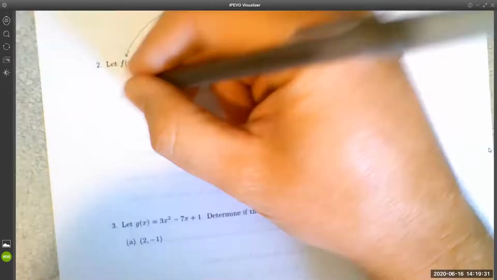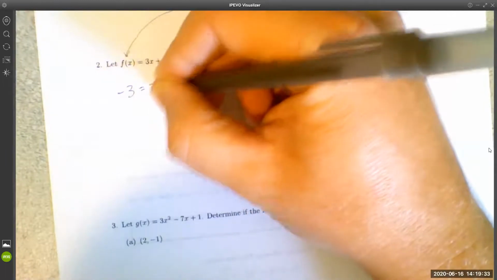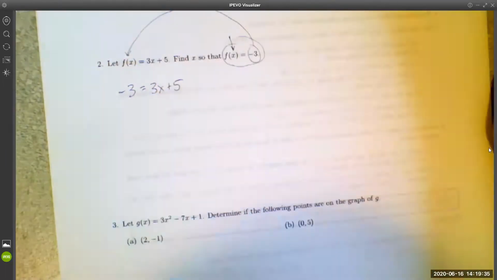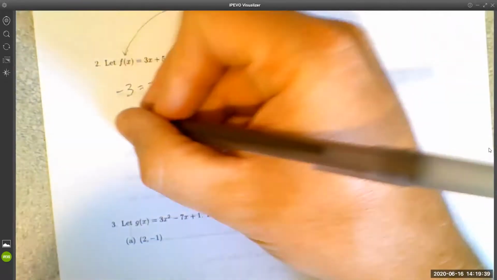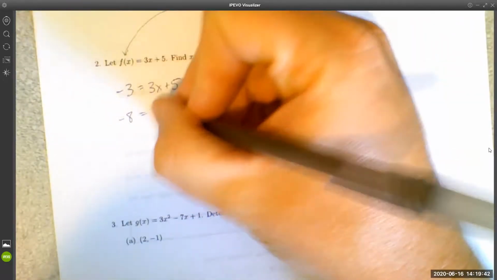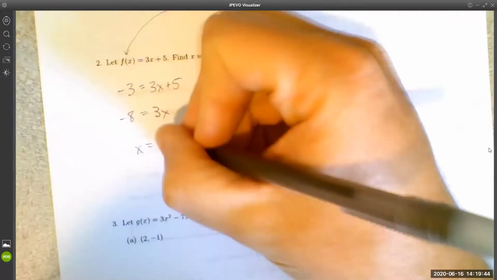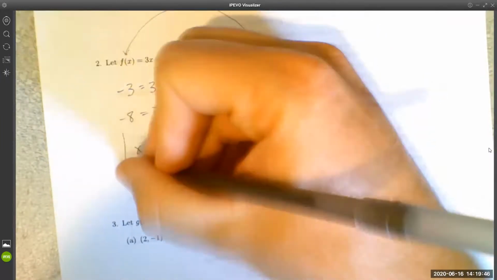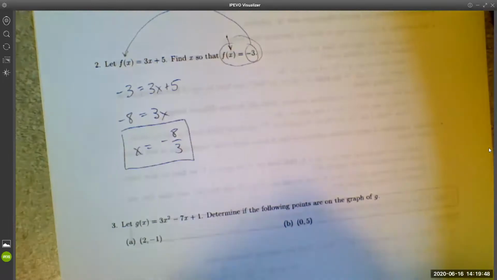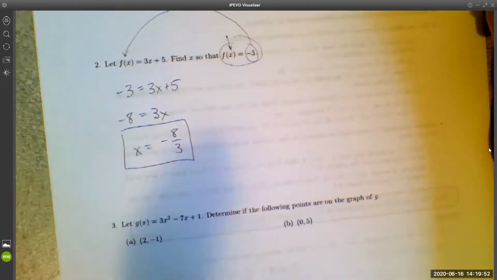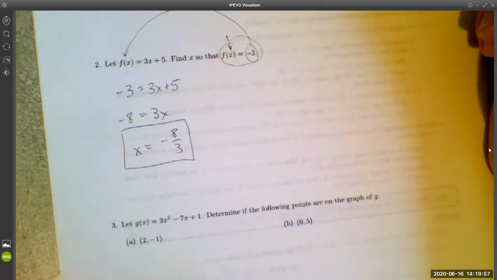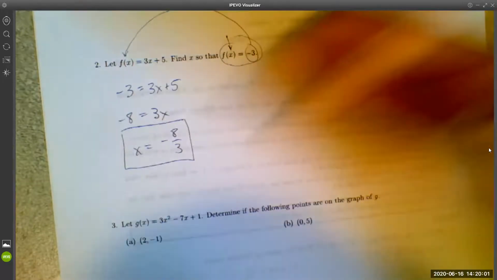So we can say negative 3 equals 3x plus 5. What's the input value that gets us there? Well, solve for x, right? So we subtract 5, divide by 3. And there we go, right? So x is negative 8/3. If I'm moving too fast, remember, you can pause the video, you can rewind the video, okay? Yeah, so there's that one.